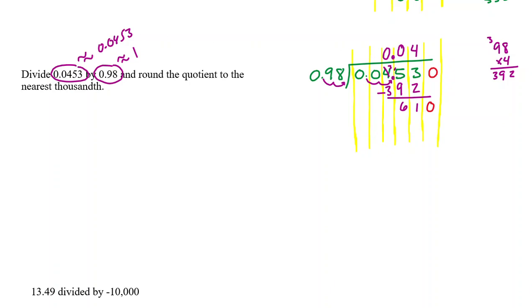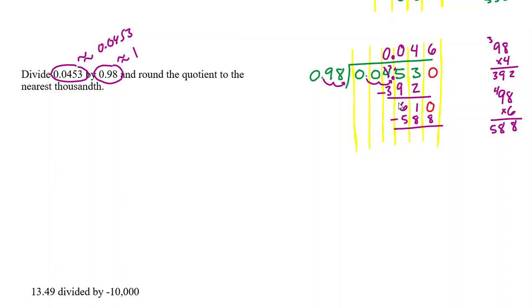So how many times does 98 go into 610? I'm going to say about 6 times, so 98 times 6. 6 times 8 is 48. Carry the 4. 6 times 9 is 54, plus 4 is 58. And that sounds about right, so 6 times 98 is 588. That's less than 610, which is good, but it's really close. It's as close as I can get to 610 without going over.